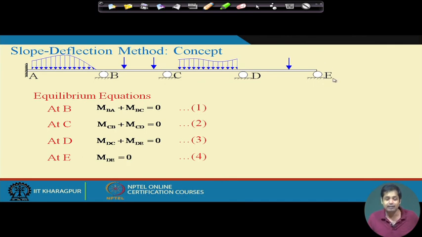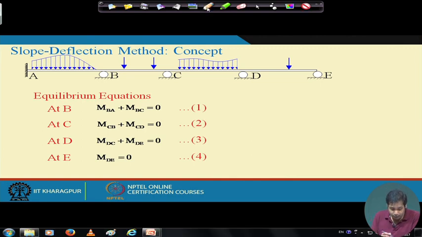So at this end D is equal to 0, that is the equilibrium condition. Now suppose at B, if we have a moment like this, suppose there is an external moment at joint B, then what happens? MBA plus MBC will not be 0, these will be the corresponding moments here.